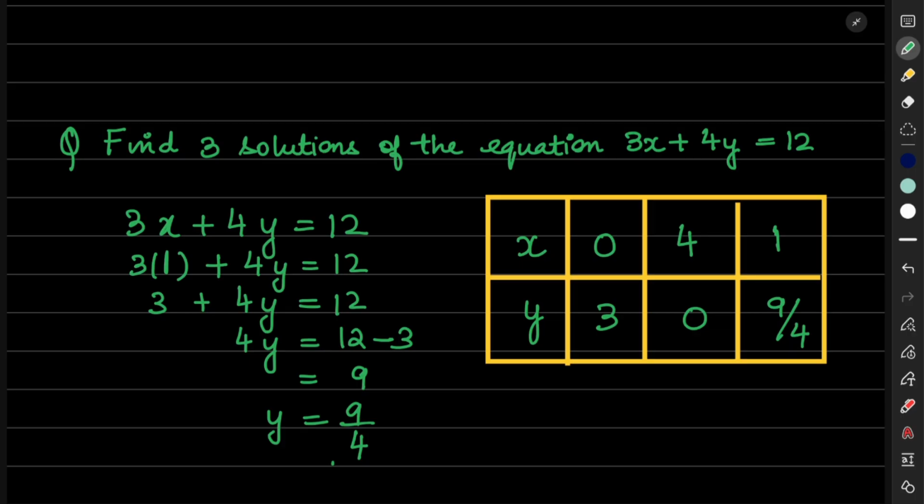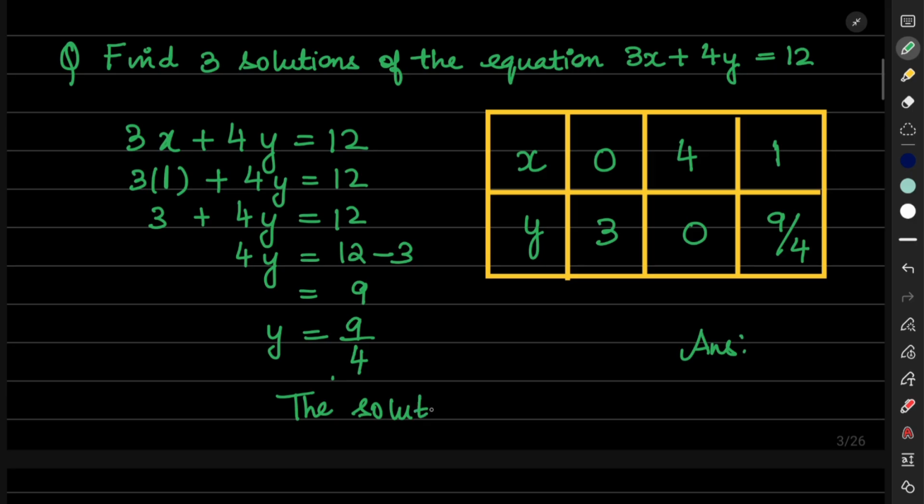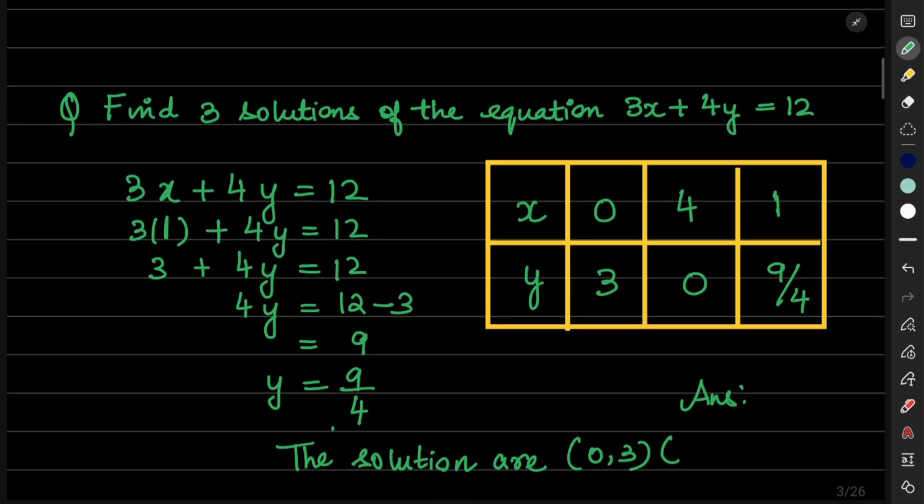Hope you understood. Now you were only asked for 3, so we are just stopping with this. This is your final answer. Finally you can write the solutions. The solutions of the equation are, written in the form of x, y: 0, 3; 4, 0; and 1, 9 by 4. So these are your 3 solutions. That's your answer.